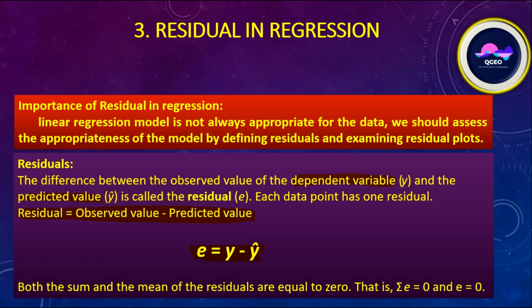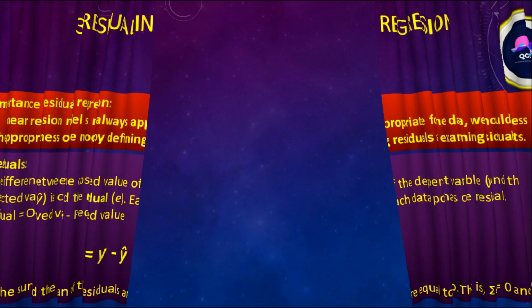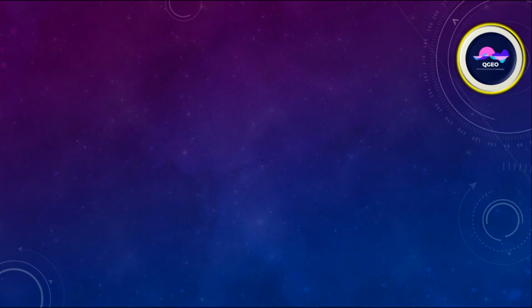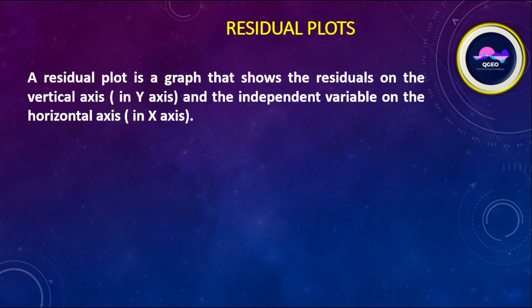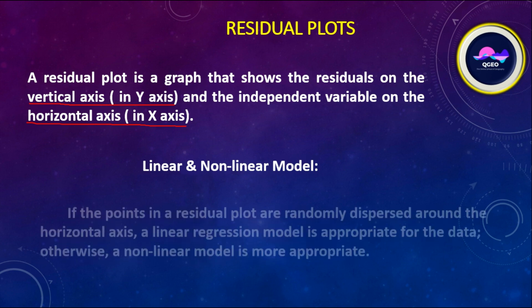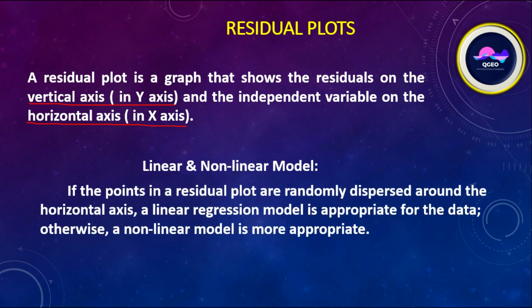In this way we can plot the residual plot. A residual plot is a graph that shows the residuals on the vertical axis, the y axis, and the independent variable on the horizontal axis, or x axis. Remember that the residual is on the vertical axis, the y axis, and the independent variable is on the horizontal axis, the x axis. Okay, then linear and non-linear model.